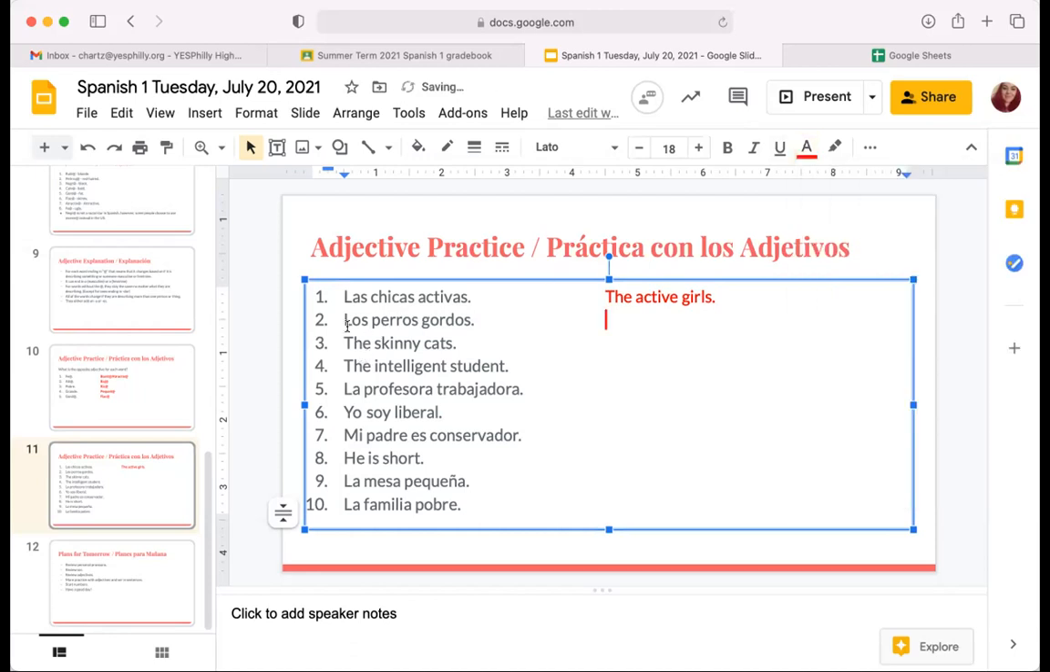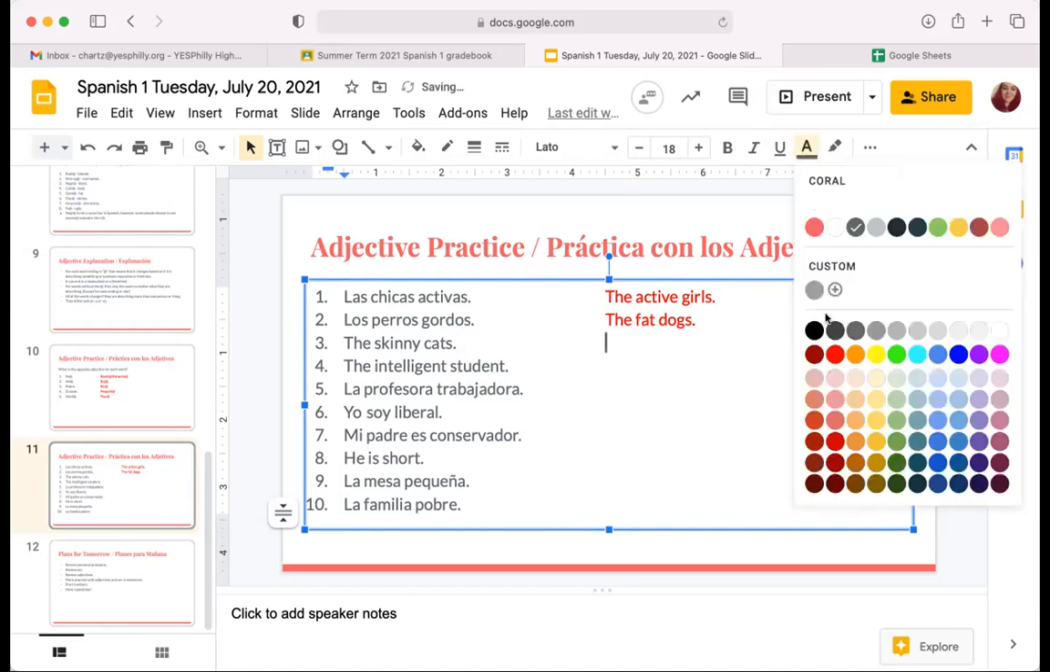So for the next one, we have los perros gordos. Perro means dog, if you didn't know. I was about to say, isn't it like dog? Yeah. So it's the fat dogs. And remember, it's going to be plural.